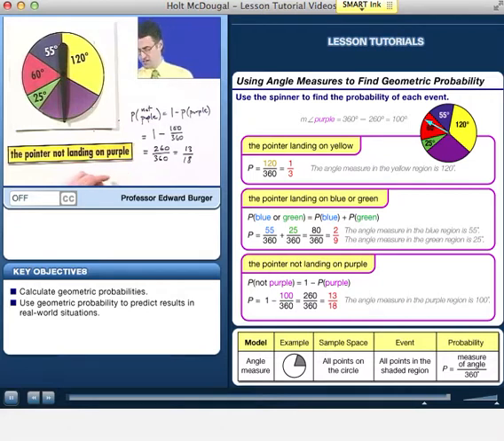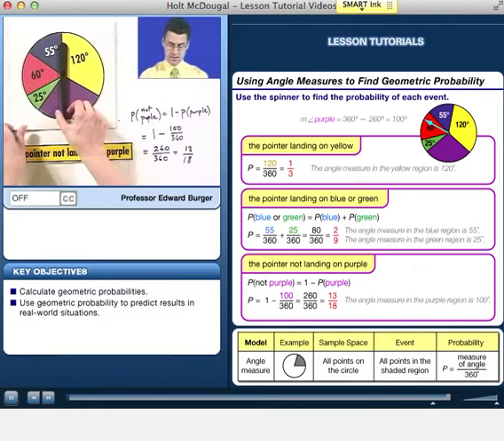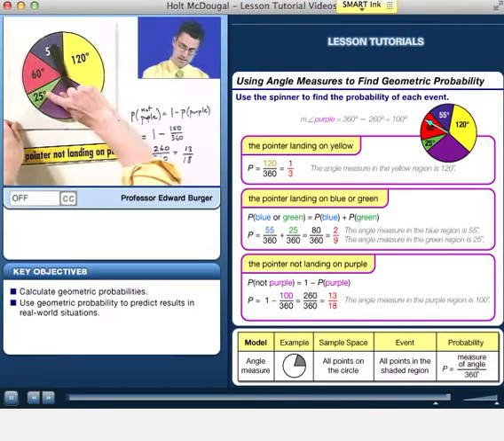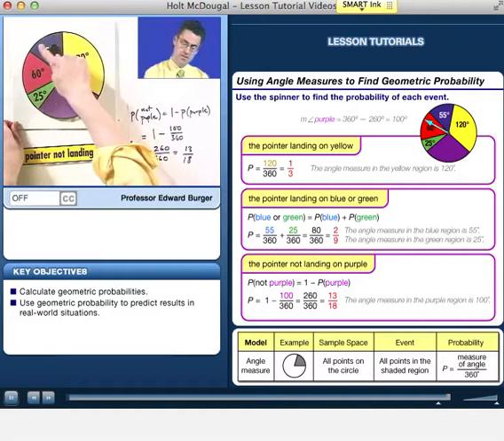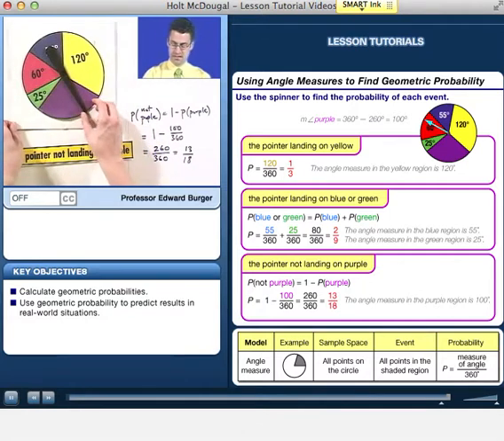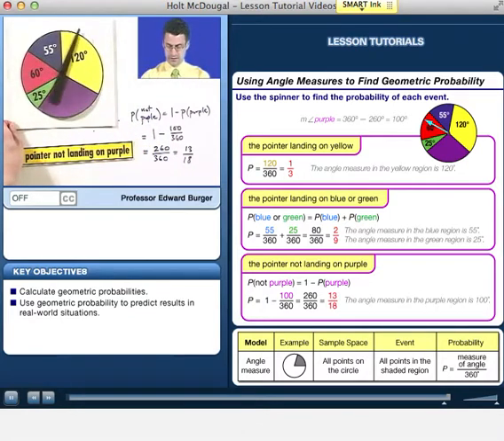13 over 18 is actually kind of close to 1, which means that the probability of not landing on purple is somewhat high. So if I spin this, I'd expect to be more likely that I'm one of these other places than on purple. Let's see how lucky I can be. Not on purple.